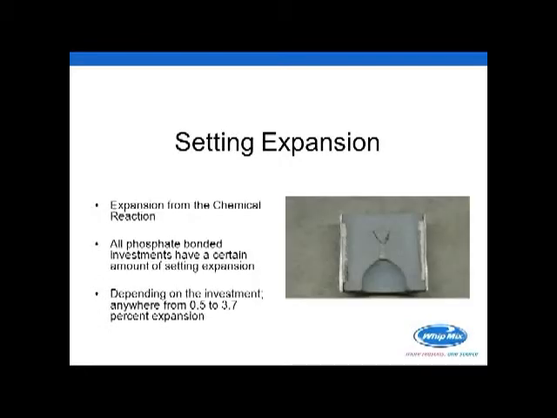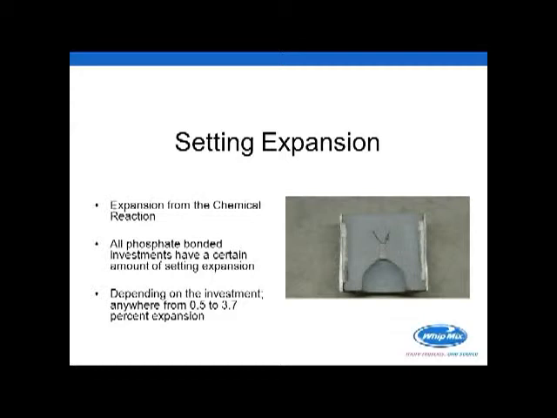The first thing is setting. Now, this is the expansion that takes place from the chemical reaction of the liquid and powder and mixing. All phosphate-bonded investments have a certain amount of setting expansion that's built into them by the chemists that created these formulas. And depending upon the investment, you'll find them on the market anywhere from 0.5% to 3.7% in expansion, which is quite large.